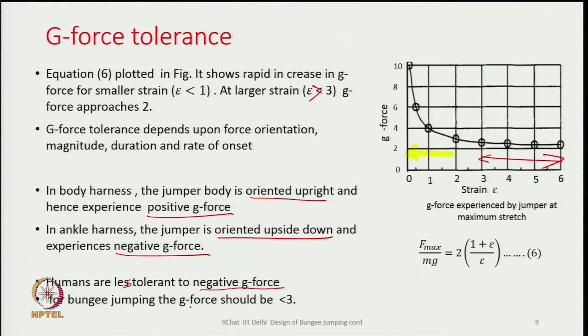The bungee jumping G force should be less than 3. So, the force has to be less. This is the force where it is 3. It has to be less than this, on the right hand side, from here to there. That means the strain level has to be 2 or more.